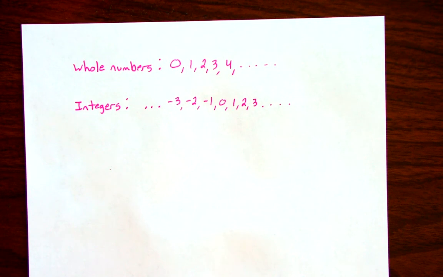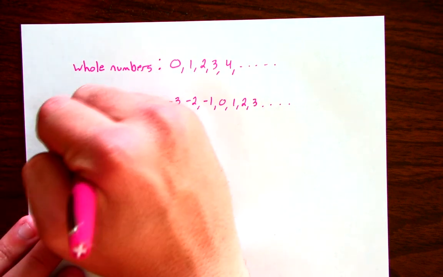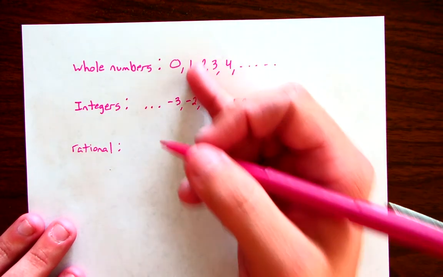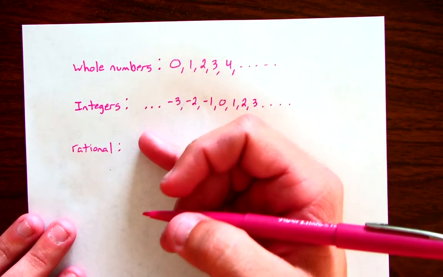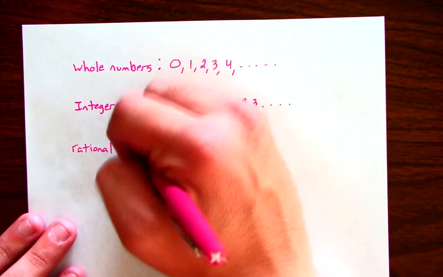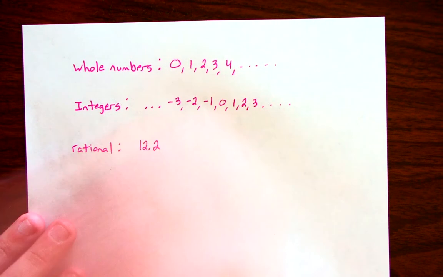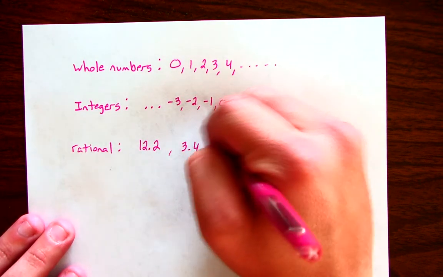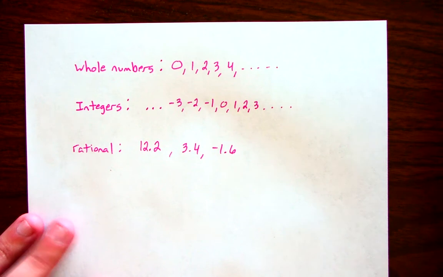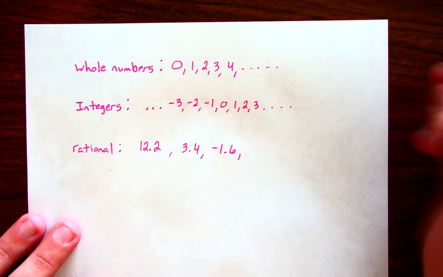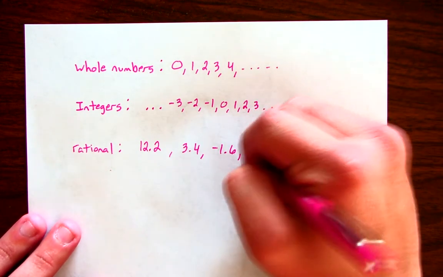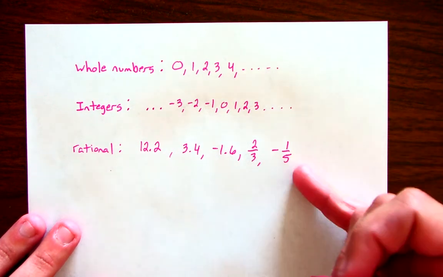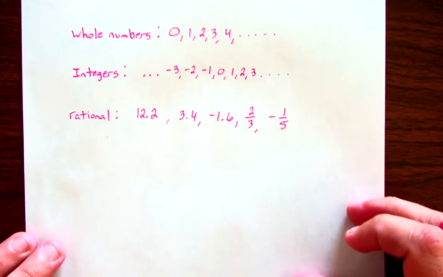And the last one we talked about were rational numbers. Rational numbers are all your whole numbers and integers, but rational numbers are also your decimals, and your fractions that cannot turn into a whole number. So there's some examples.